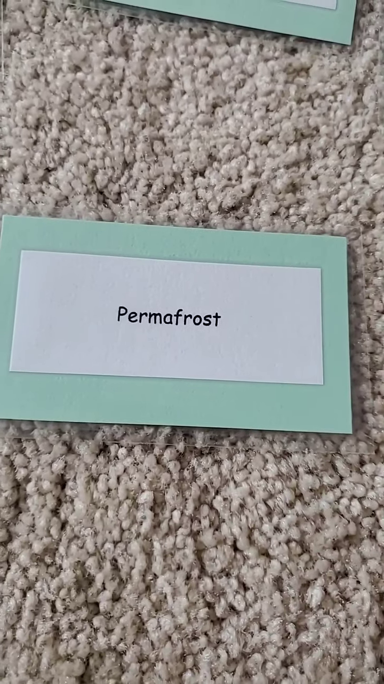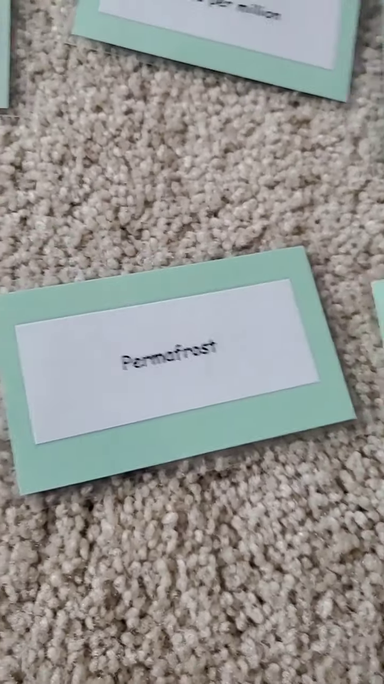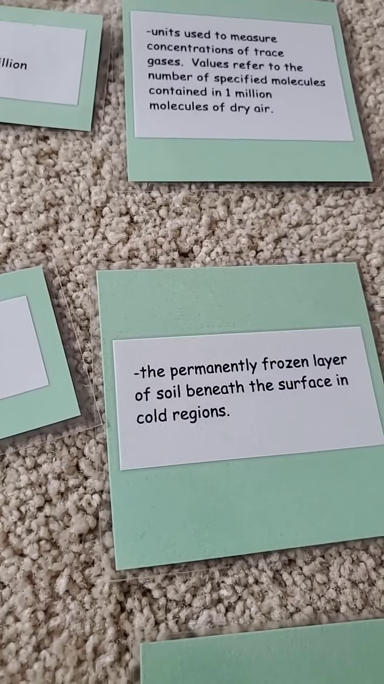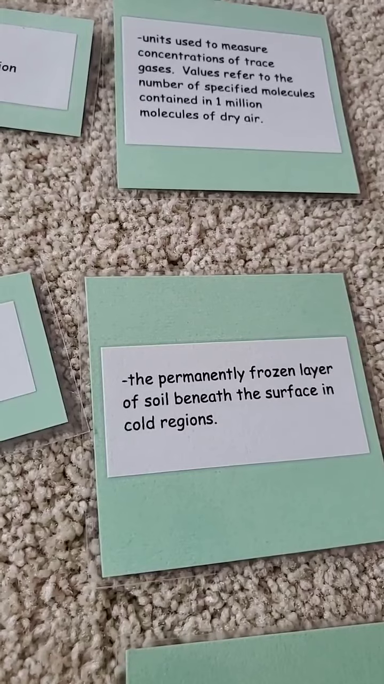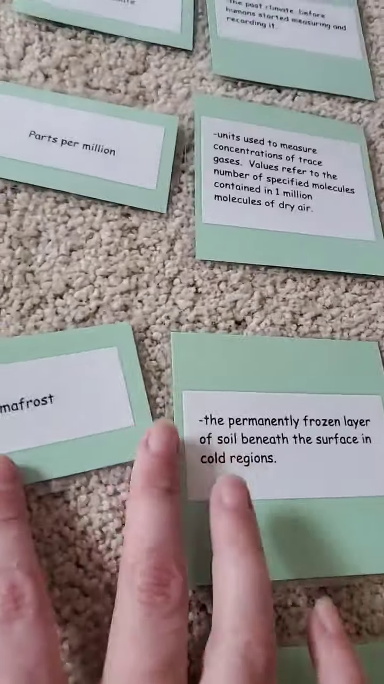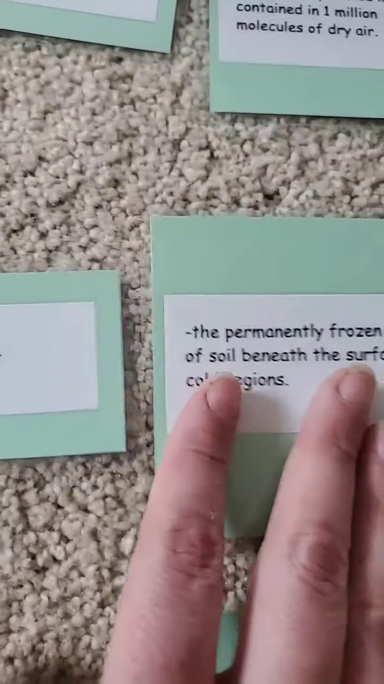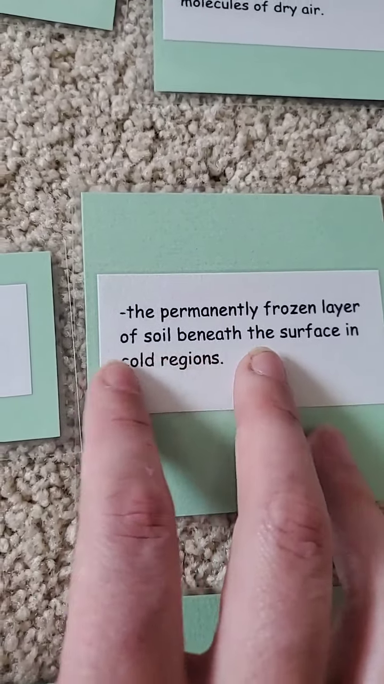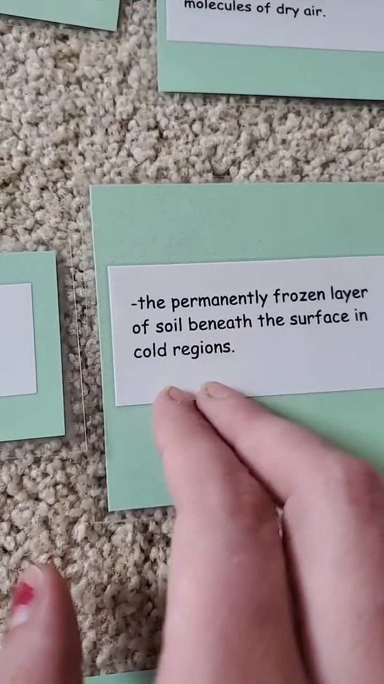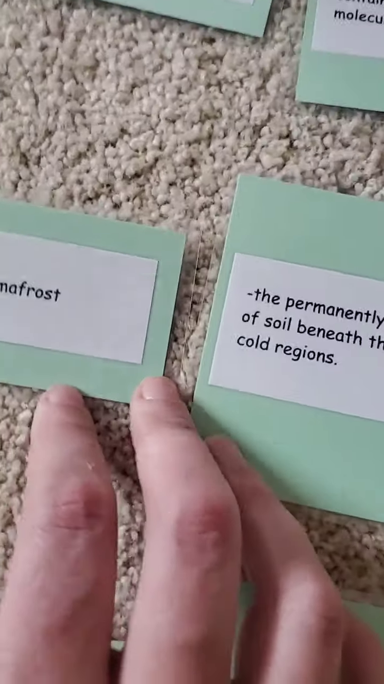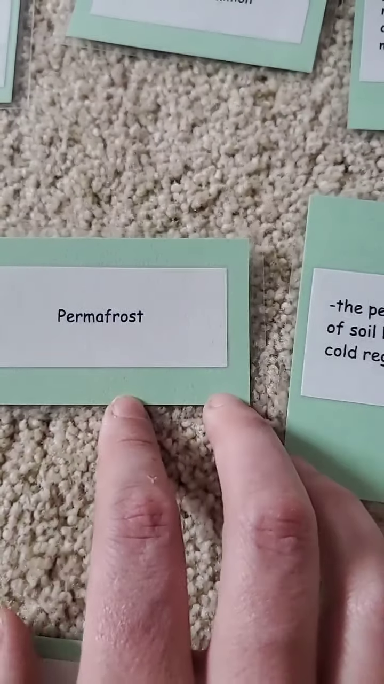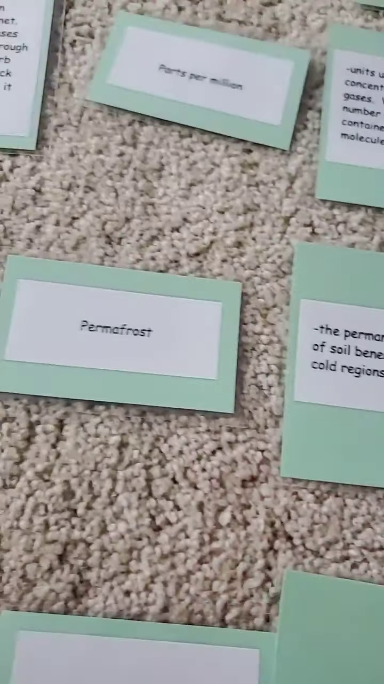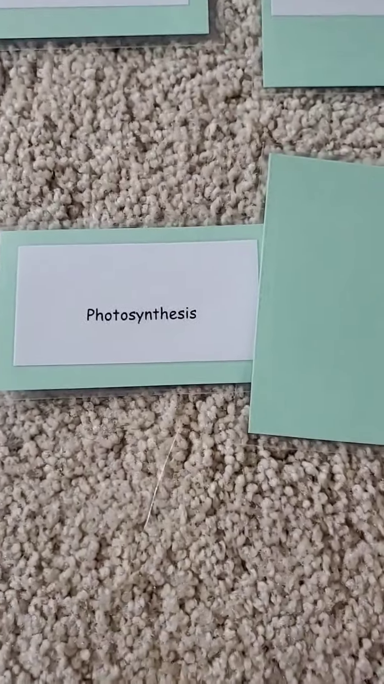Very cool. All right. Permafrost: the permanently frozen layer in soil beneath the surface of the cold regions. There is a layer in our land that is completely frozen, and that's what this is talking about. That's an area scientists are constantly observing to keep track of how it's going, and it's an area we could be looking at as well during this study.